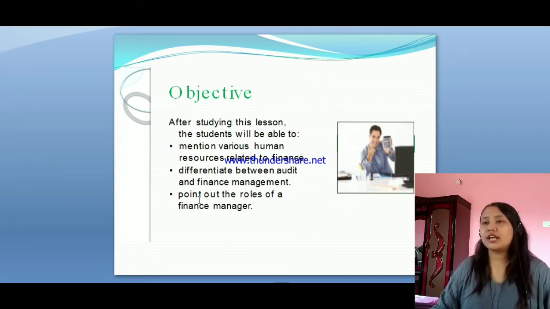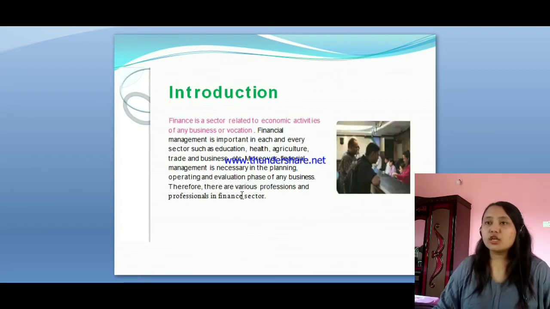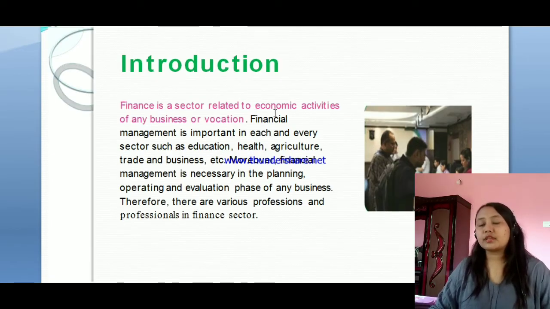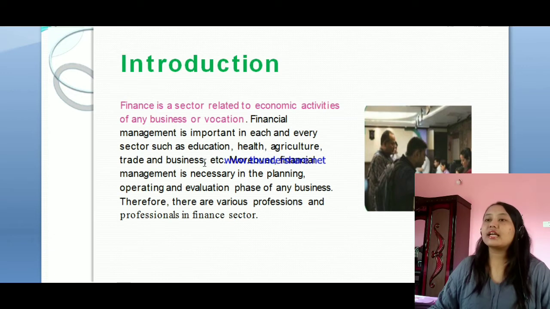Next one is the introduction. So what do you mean by finance? We need to study this one also. Finance is a sector related to economic activity of any business or vocation. That means whatever the fund related activities, whatever the money related activities there are, that is related to the finance of any business or institution.